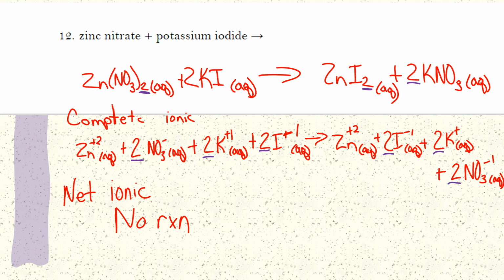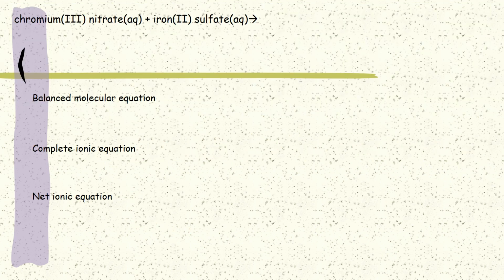So when you go from molecular to complete ionic, anything that's written as a subscript comes up as a coefficient in front of it. All right. Because ions won't have a subscript unless it's a polyatomic ion and it's for specifically one thing. All right. So I would like for you to try this one on your own.